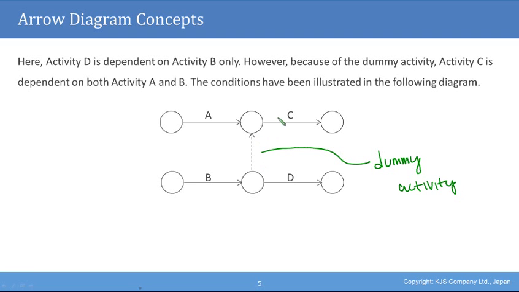Because of the dummy activity, C is dependent on both A and B. If the dummy was not there, it would only be dependent on A, but because there is a dummy arrow there, we are saying that it is dependent on A and B, and so it can only begin once both A and B have finished.